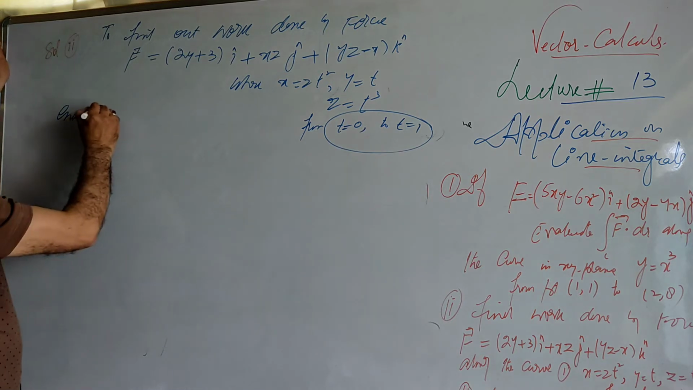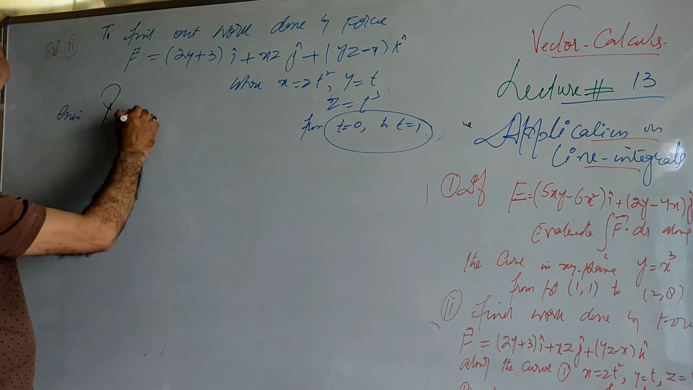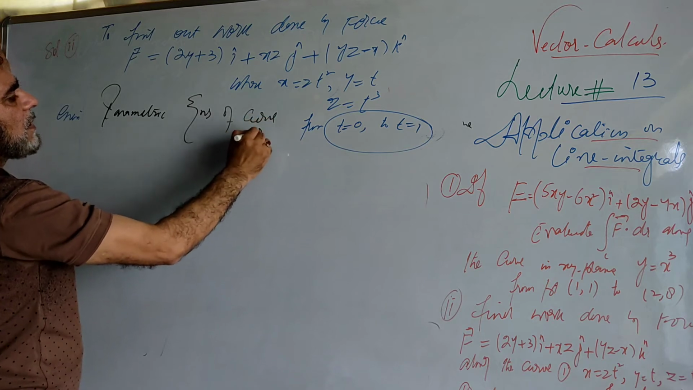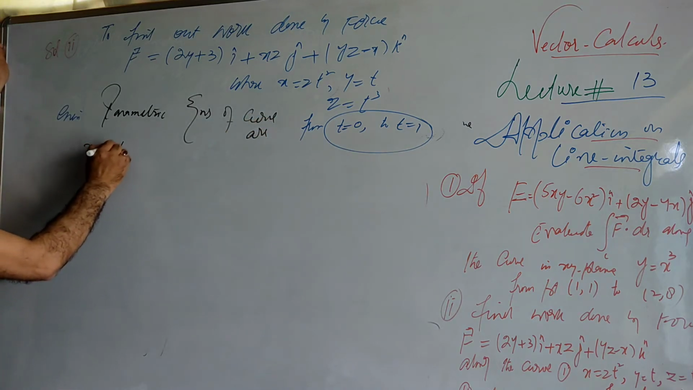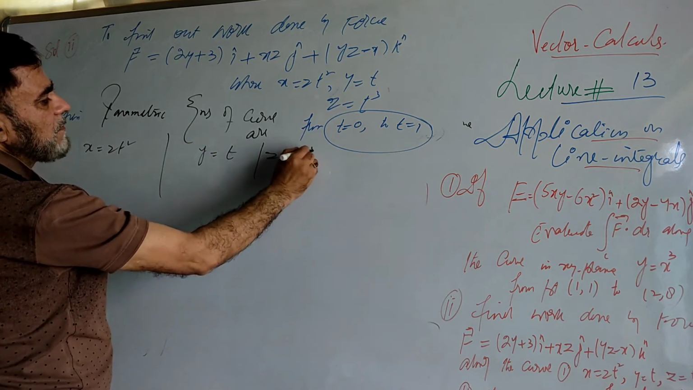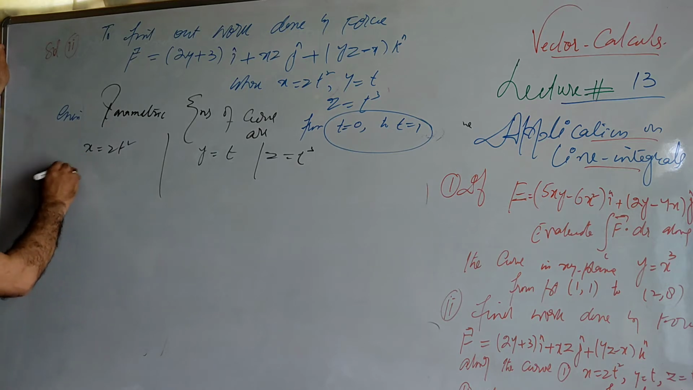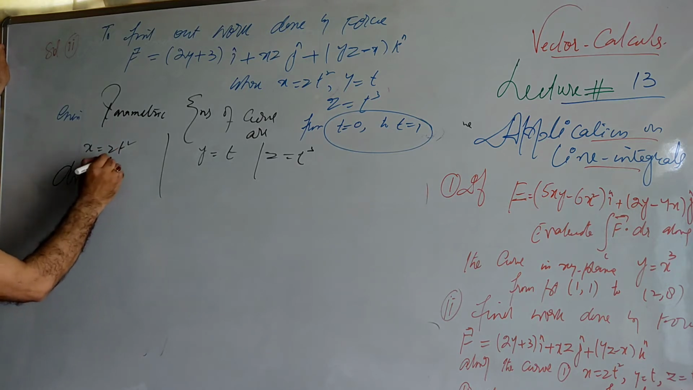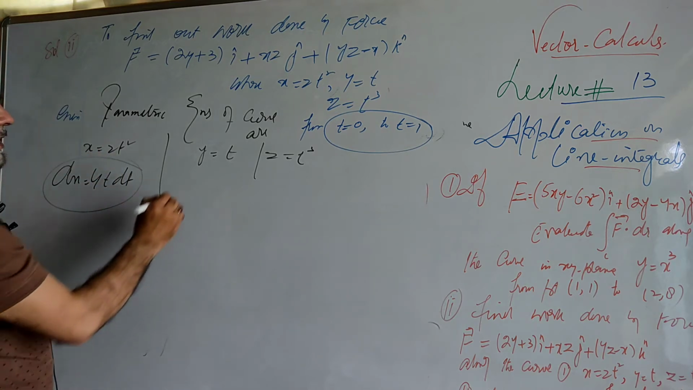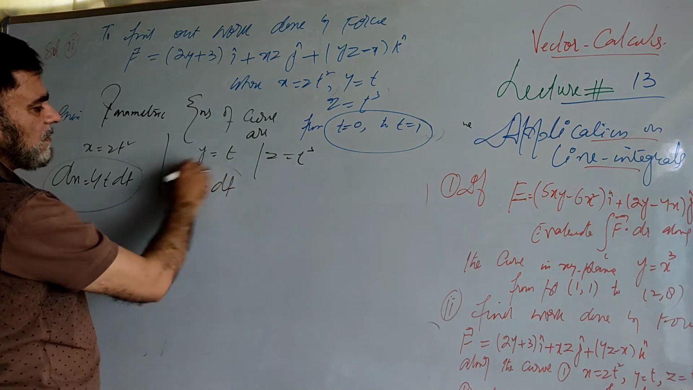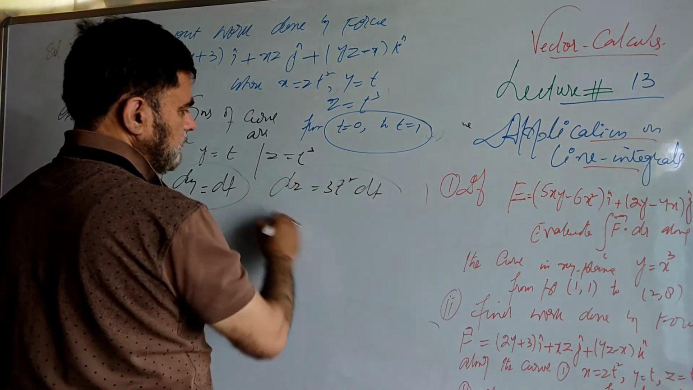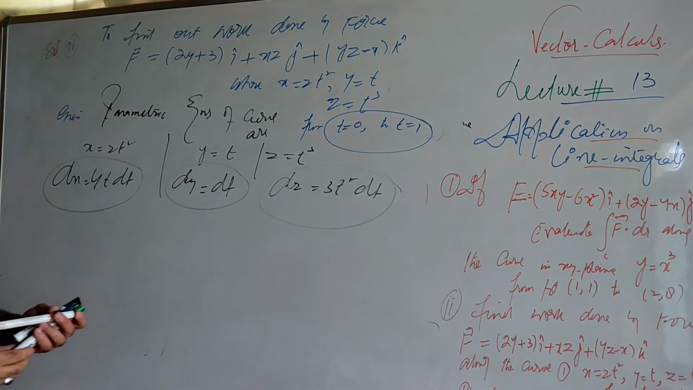You are given parametric equations of curve are, x is equal to 2t square, y is equal to t, z is equal to t cube. You will get dx here, it is 4t dt, and x is 2t square. You have dy is equal to simply dt, and you have dz here 3t square dt. Use this dz.